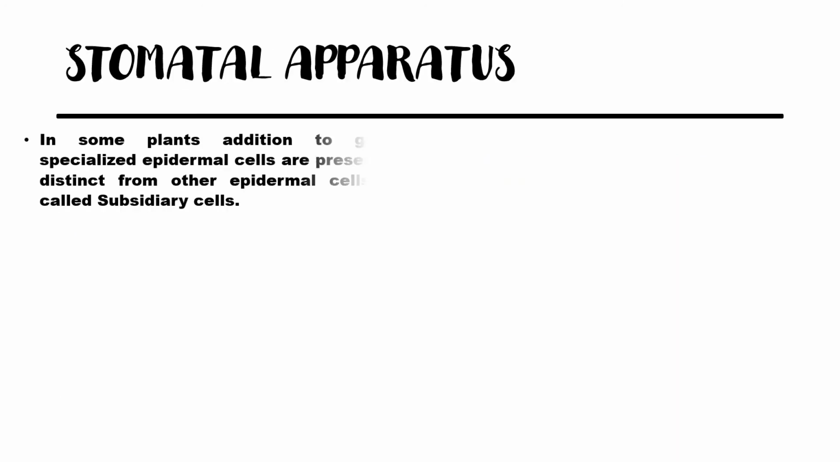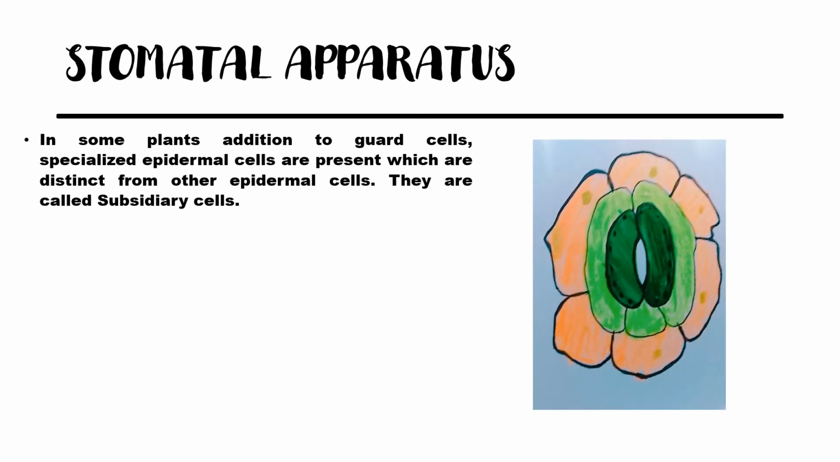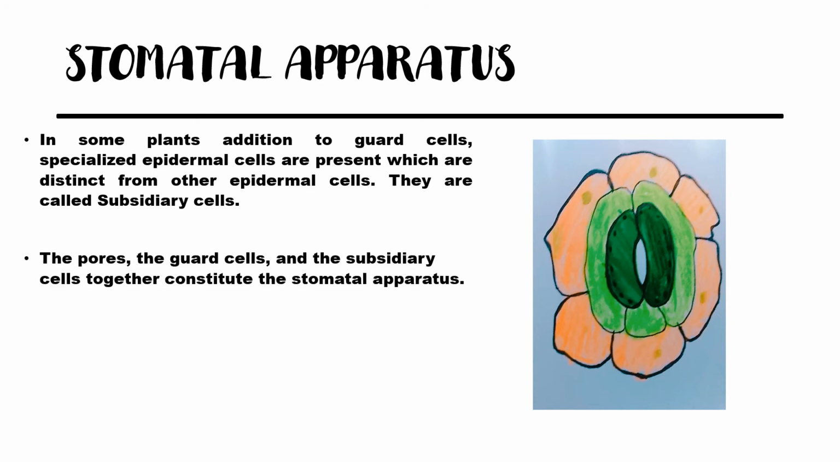Stomatal apparatus. In some plants, in addition to the guard cells, specialized epidermal cells are found which are called subsidiary cells. The pore, guard cells and the subsidiary cells together form the stomatal apparatus. Depending on the number of subsidiary cells or presence or absence of subsidiary cells, stomata are of four types.